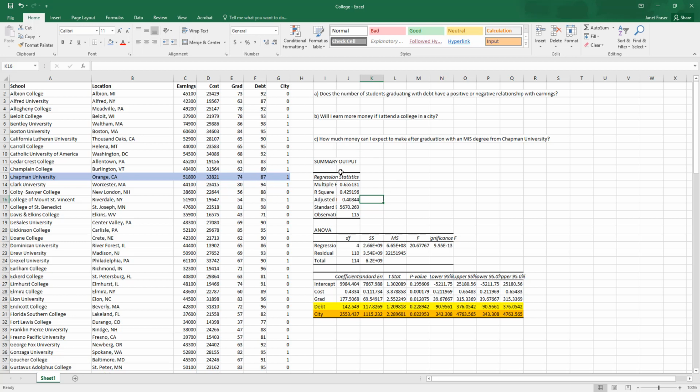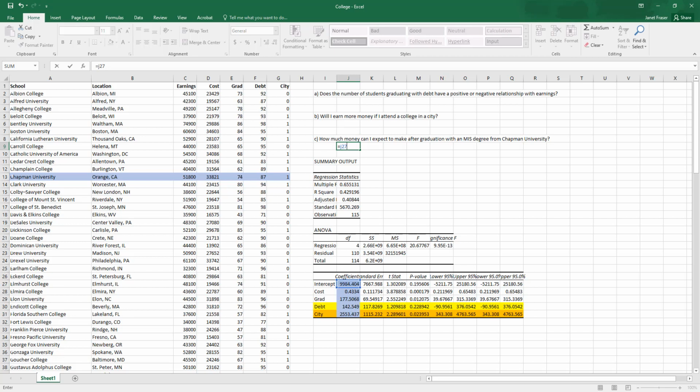So to calculate how much money I can expect to make after graduation with an MIS degree from Chapman University, I'm going to use my coefficients. So my coefficients, which I'll highlight in blue now just so you can see them, I'm going to multiply these coefficients by the values I have for my independent variables. So I'm going to type out the equation in this cell. I'm going to start with an equal sign.